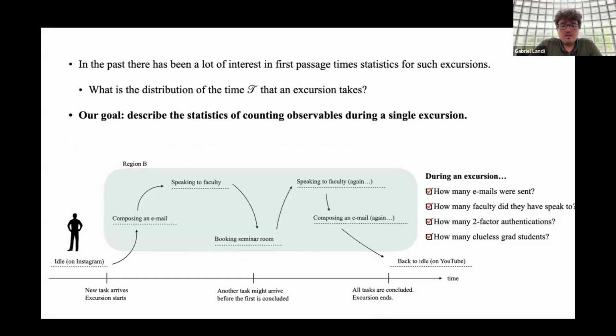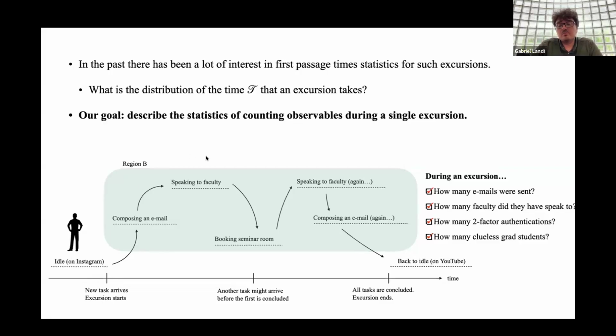But if you think about it for just a little bit, you realize that this is a much more general idea, right? So here is an example of a university administrator that might be doing some admin work. So maybe the person is idle. They could be idle on Instagram or idle on YouTube. These are different types of idle states. And then maybe a new task arrives. So a new random task arrives.